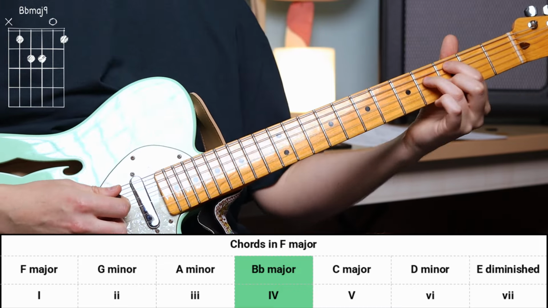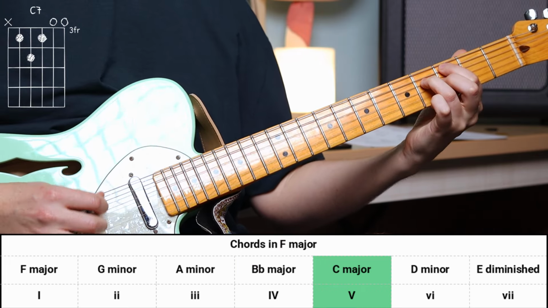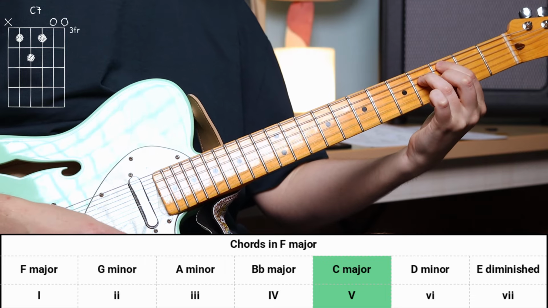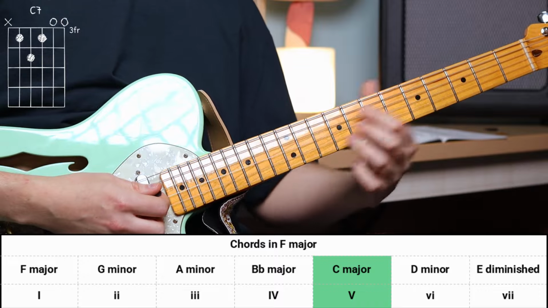Do like that one. Then our 5th degree is going to be a C7 here. Got that dominant sound in there, combined with these 2 open strings. Then we've got D minor.